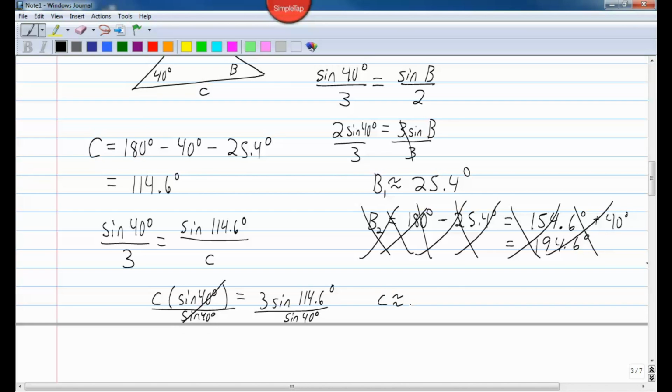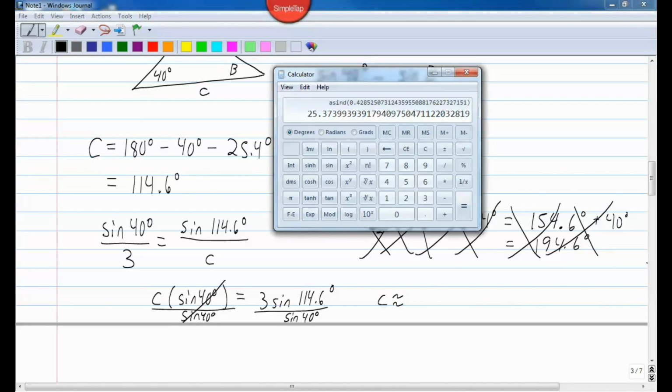And side C is approximately, we're going to use our calculator. We don't have to use the inverse function on this one because we're not solving for an angle measure. We'll only use the inverse on the calculator if we have to solve for an angle measure.